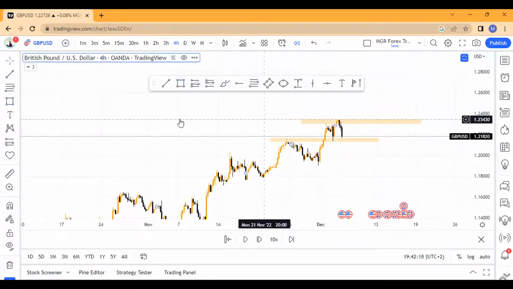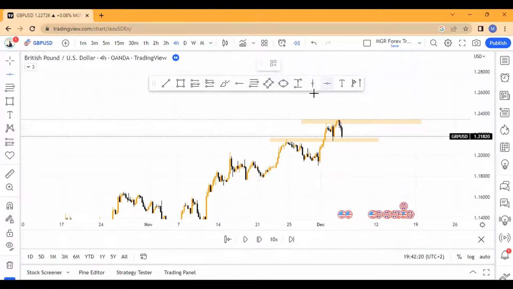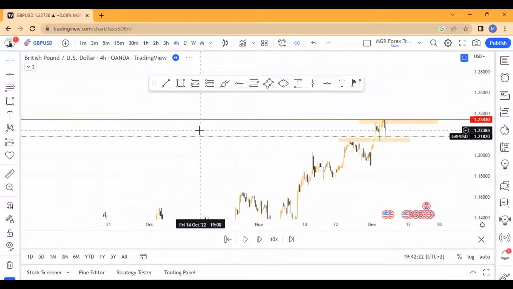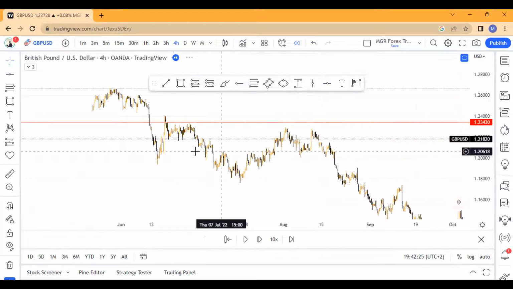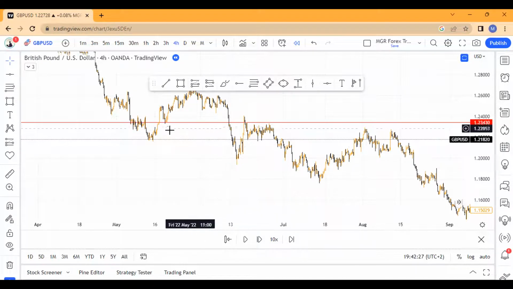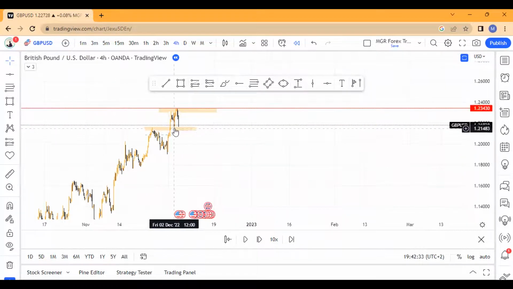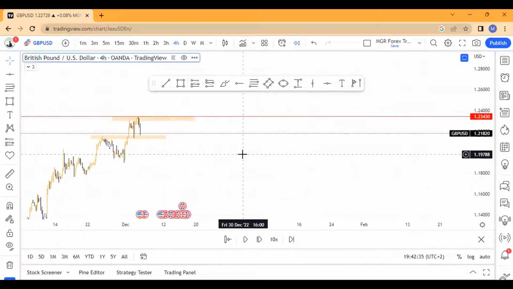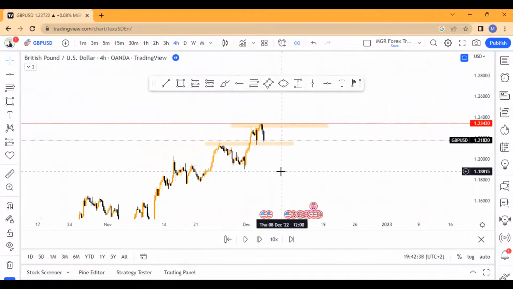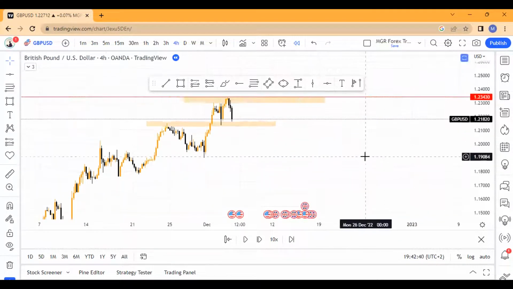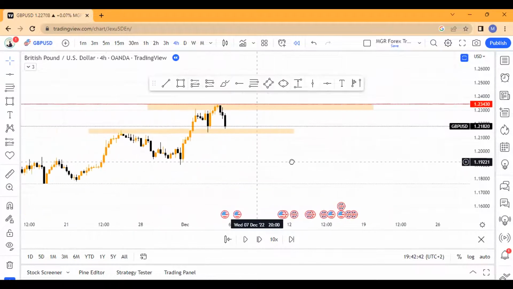If I extend this to the left, you will definitely see that this was a key level, as it was respected many times in the past. Over here, as you can see, it was a previous support, resistance once, resistance twice, and we are currently tapping it right now for resistance as the third time. So we're definitely coming off quite nicely off that resistance.